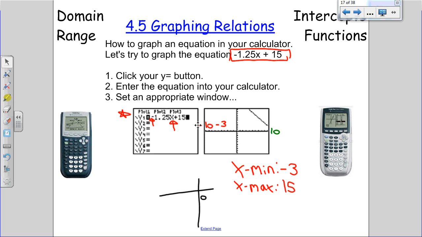The next thing is my Y minimum. My Y minimum was negative 10 all the way down here. That was probably a little too low, right? There was a lot of wasted stuff down there. I wasn't really seeing anything down here. So I'm going to change my Y minimum to be, let's say, negative 5. What that's going to do is bring the graph up a little bit, so I don't have so much wasted space there. So my Y minimum is negative 5.